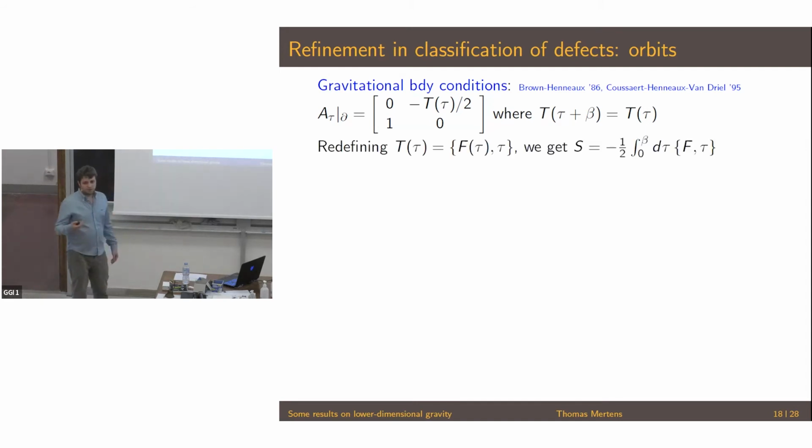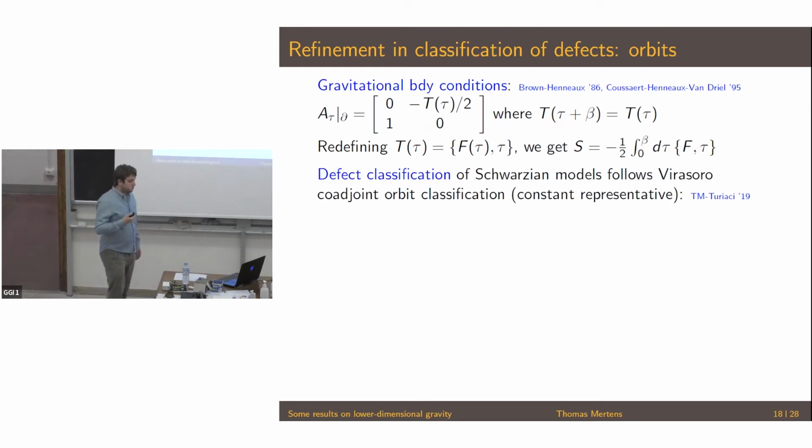Now, this T of tau will have the interpretation of the stress tensor of our model. And then I can just redefine T of tau as the Schwarzian of something else. So I define F by solving this differential equation given T of tau. And you find immediately that the particle on the group action on the previous slide just reduces to a Schwarzian action. So this is the one describing JT gravity as I had in the beginning. Now, again, you can do a classification of different monodromies. In this case, these Schwarzian type models are classified by the Virasoro coadjoint orbits, the coadjoint orbits of the Virasoro group.